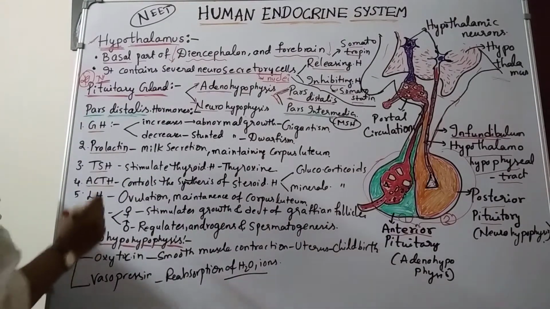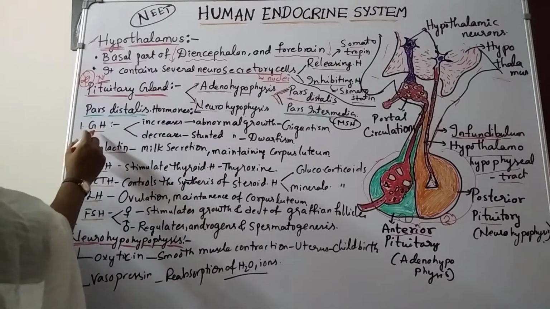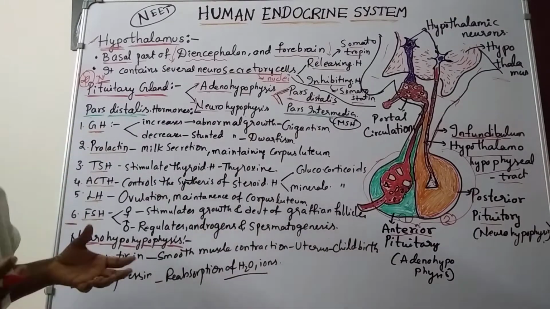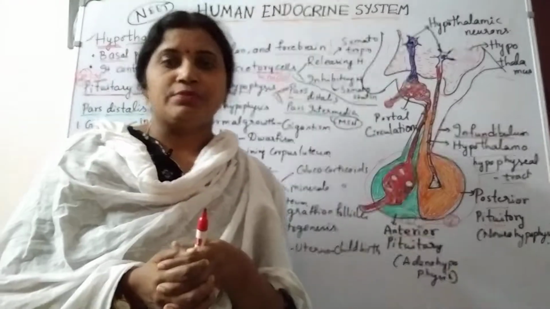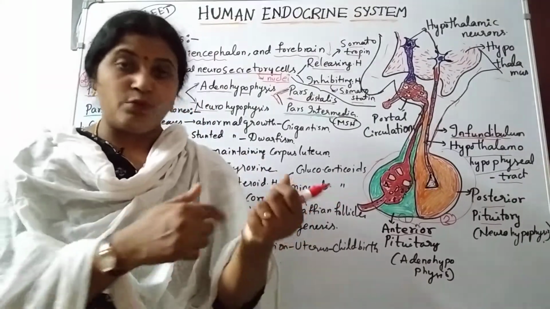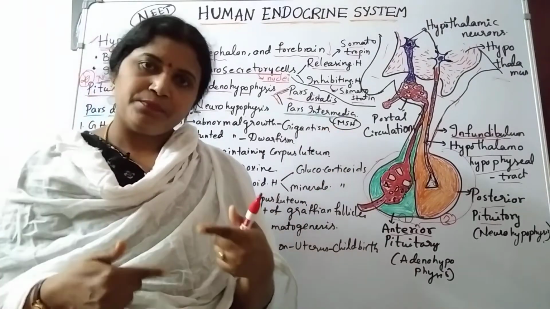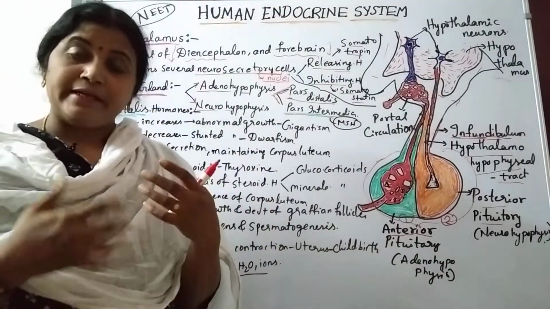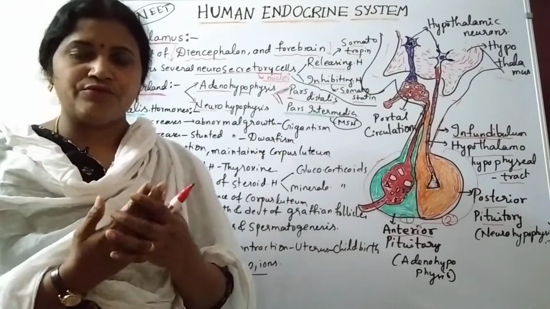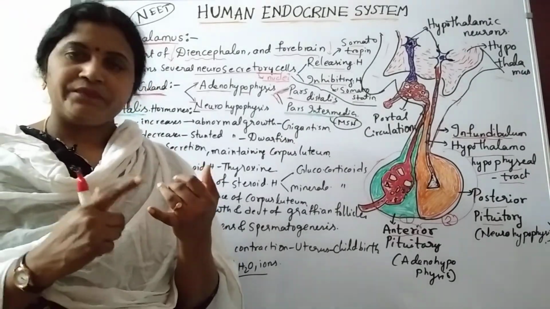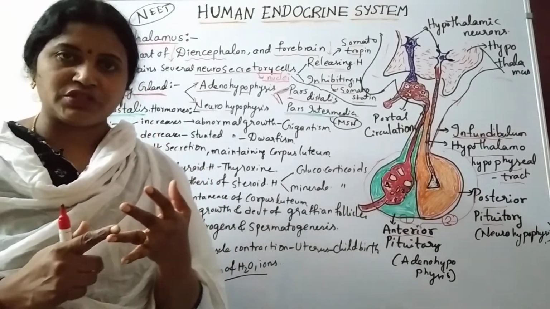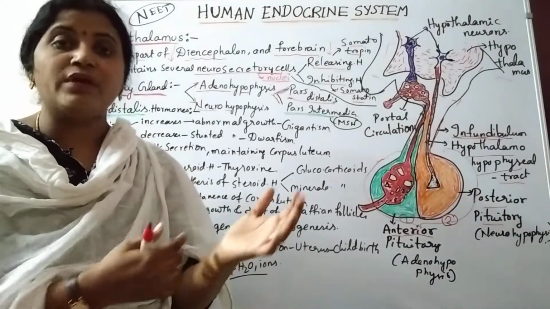First one is the growth hormone. Growth hormone, as the name says, is responsible for growth. How does growth take place? Through bone elongation, cell division, protein synthesis, and cell differentiation. Mainly these are the 4 functions in growth: cell division, cell differentiation, protein synthesis, and bone elongation.